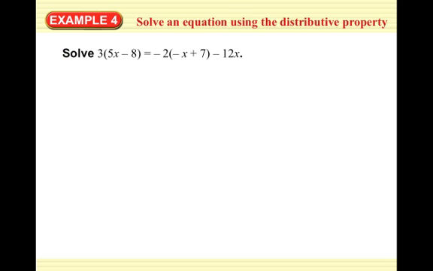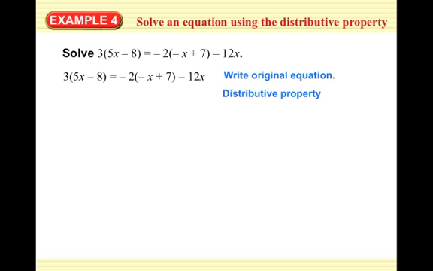All right, moving on to example 4, we're going to solve an equation using the distributive property. So we're going to solve the problem 3 times the quantity 5x minus 8 equals negative 2 times the quantity negative x plus 7 minus 12x. So write the original equation, and then we're going to distribute.